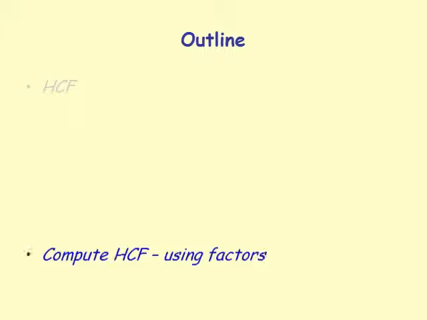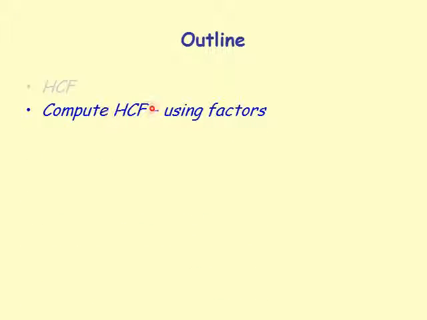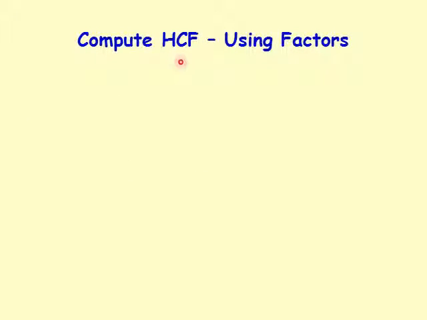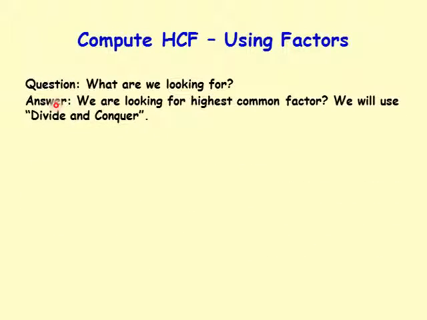In the next section we will talk about computing HCF. We will do it using factors, after that using divisions, and after that using addition and subtraction. Let us compute HCF using factors. What are we looking for here? We are looking for the highest common factor, and in this section we'll use the divide and conquer method.